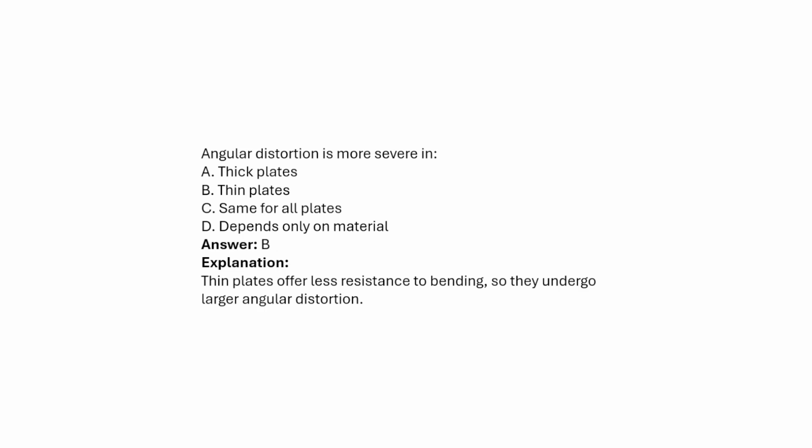Angular distortion is more severe in thick plates, thin plates, same for all plates, or depends only on the material. The answer will be thin plates. Thin plates offer less resistance to bending, so they undergo the larger angular distortion.